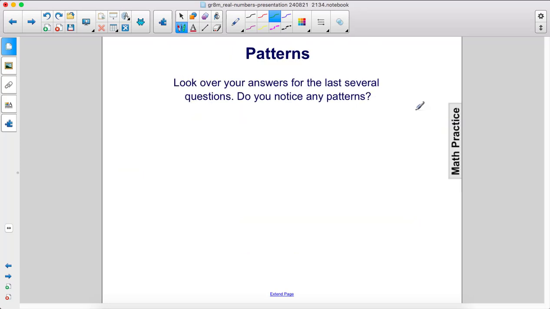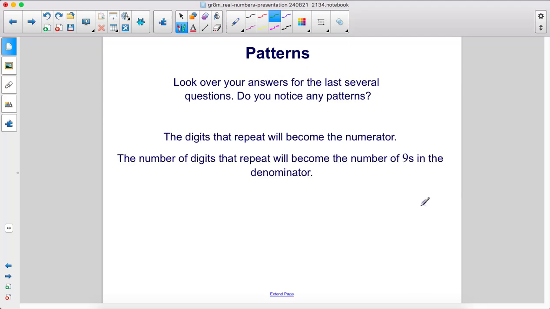Look over your answers for the last several questions. Do you notice any patterns? The digits that repeat will become the numerator. The number of digits that repeat will become the number of 9s in the denominator.